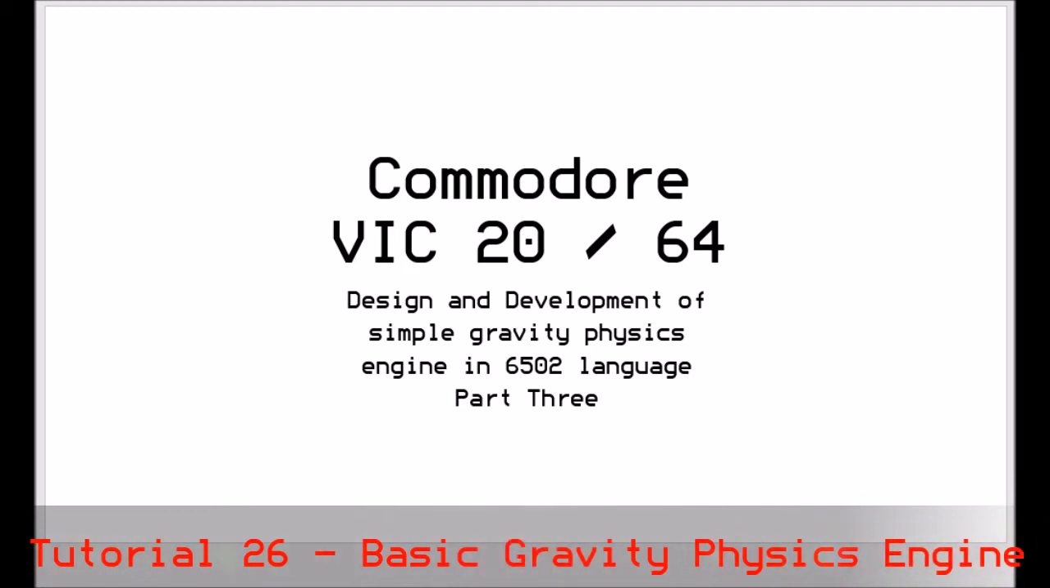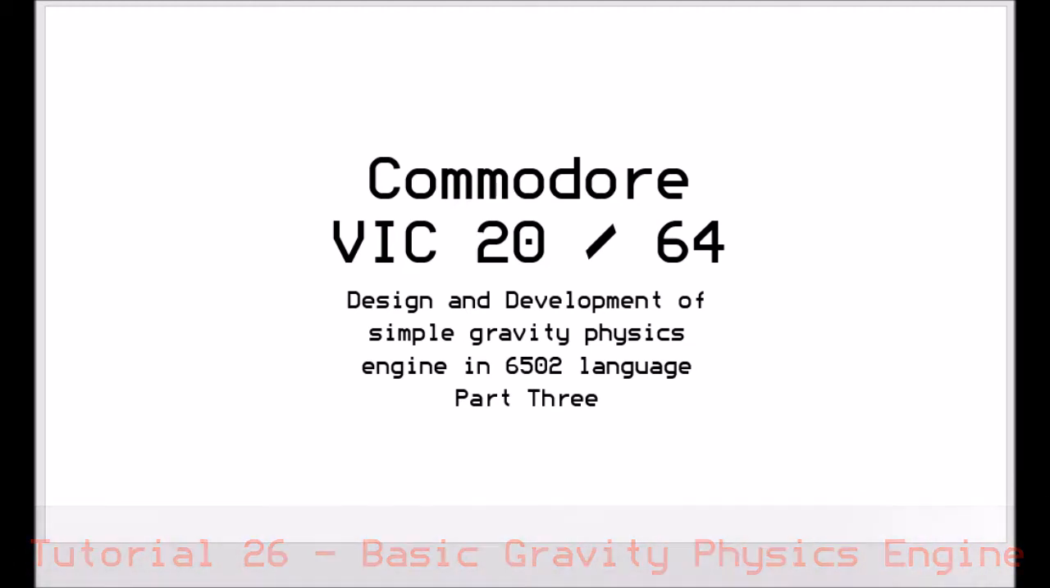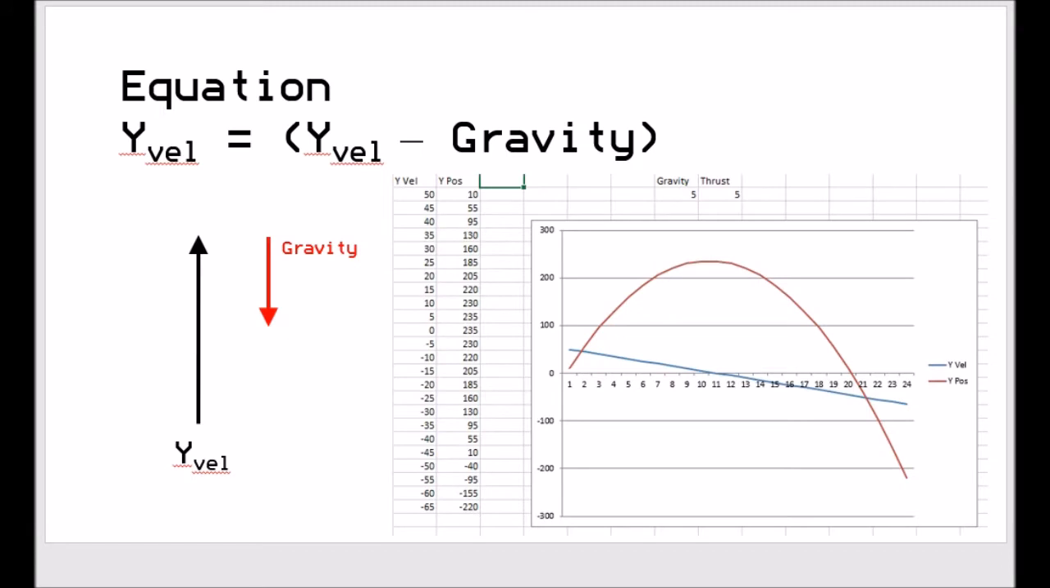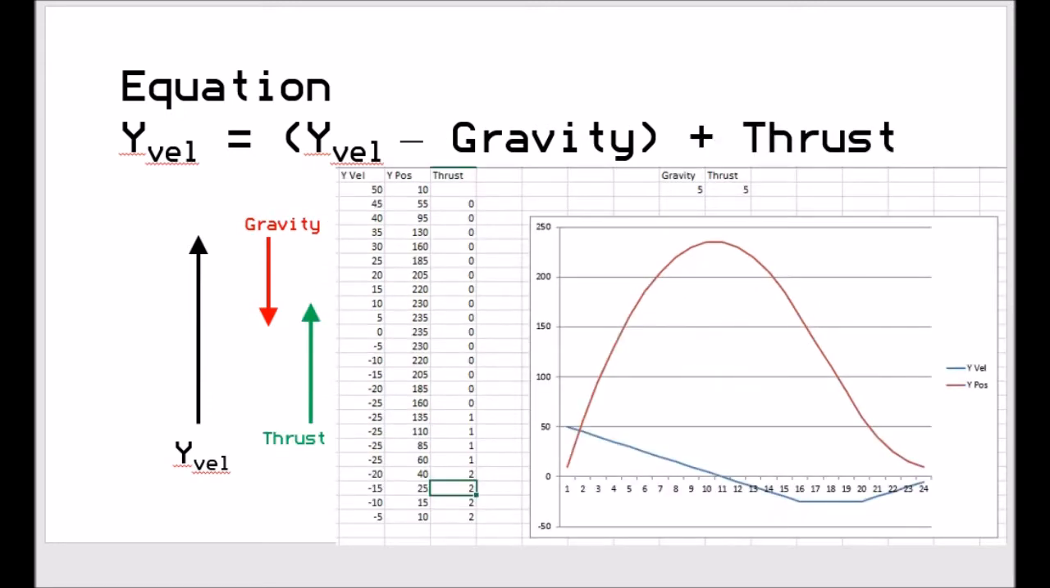This is part three of a simple physics engine for the 6502 and using on the 64 and VIC-20. And in this episode, well, let's just recap. In the previous two episodes, we were talking about how altitude and vertical velocity can be changed based around a gravity value and the amount of time it takes for that to go down. And in the previous examples, we did a working model of a simple gravity physics engine. And in this episode, we are going to add the element of thrust.